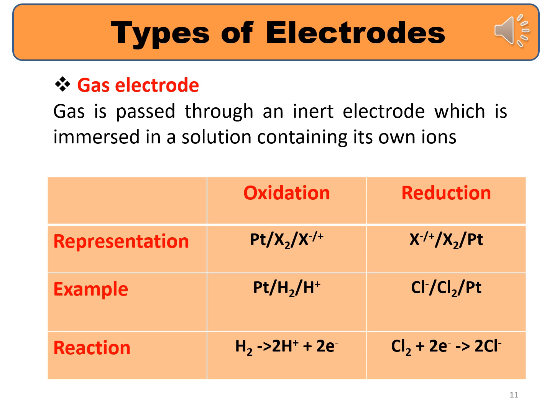The second type of electrode is the gas ion electrode. In this type, the gases pass through an inert electrode like platinum, which is immersed in a solution containing its own ions. For example, in the case of a hydrogen electrode, hydrogen gas is bubbled through the platinum electrode immersed in HCl solution, or in the case of a chlorine electrode, chlorine gas is bubbled through a platinum electrode immersed in NaCl solution.